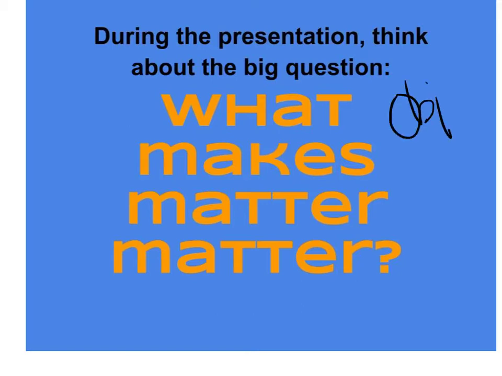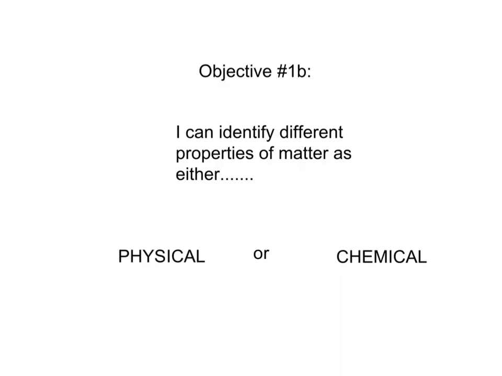Specifically, we're going to be talking about Objective 1B in this one, which is coming up on the next slide here. Oh, here it is, Objective 1B. I can identify different properties of matter as either physical or chemical.